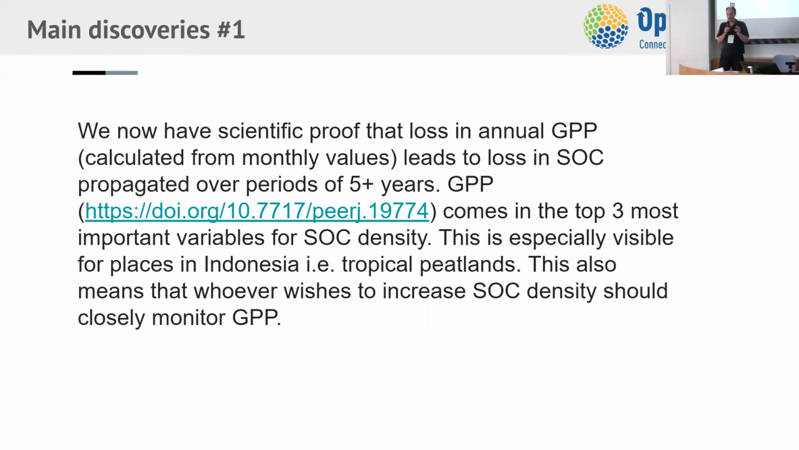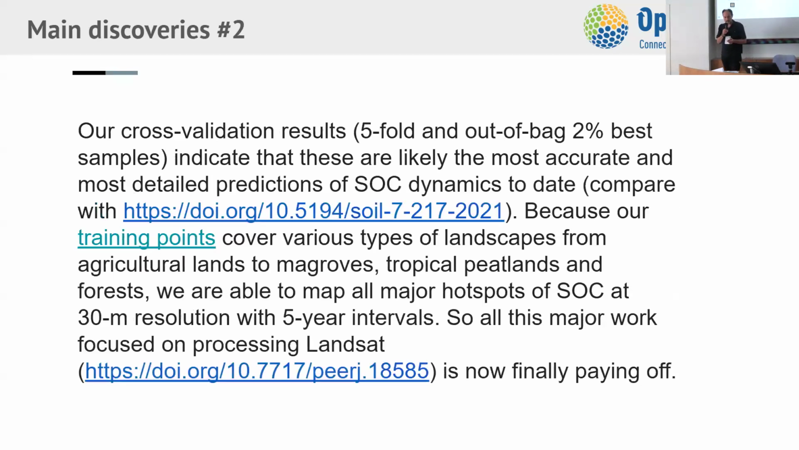So the answer that we get from this analysis is to increase the GPP, and that means increase the primary productivity, convert to perennial systems, convert to grasslands, etc. And we think that's the way you can increase your soil organic carbon. And then also protect from deforestation, especially tropical peatlands, because a lot of soil carbon has been lost in tropical peatlands.